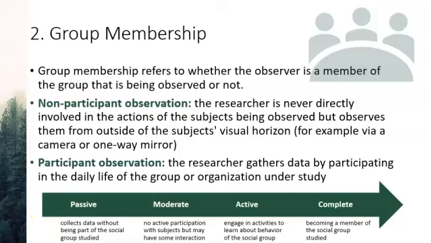Non-participant observation means that the researcher is never directly involved and they're not a member of the group. Usually this would be if you're observing through a camera or a one-way mirror. So for a camera, it's like the video recording of the busy street or the video recording of the people using the photocopier. You never get involved, but you can see what they're doing.